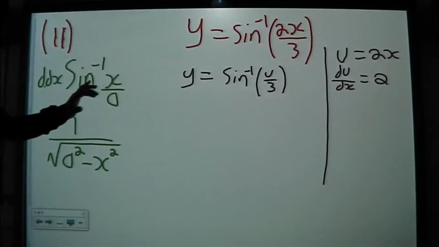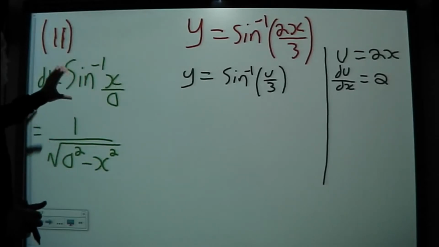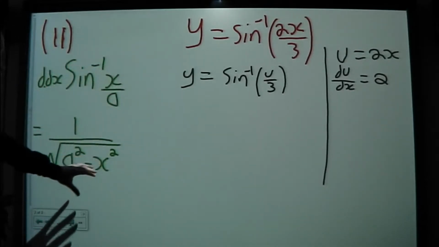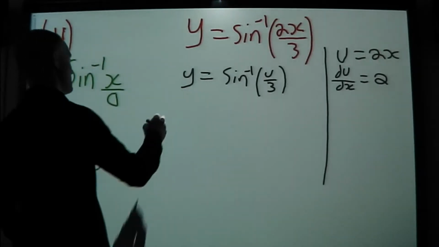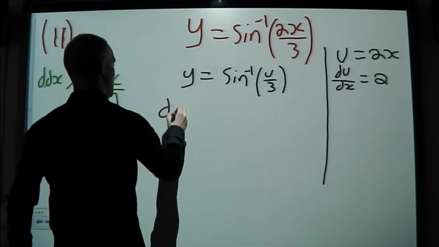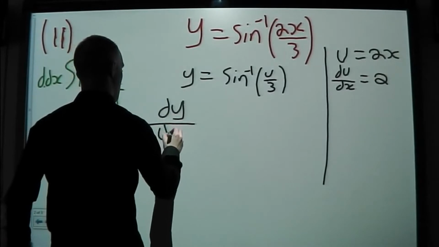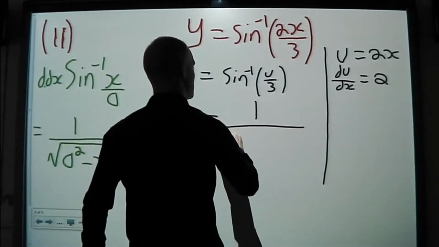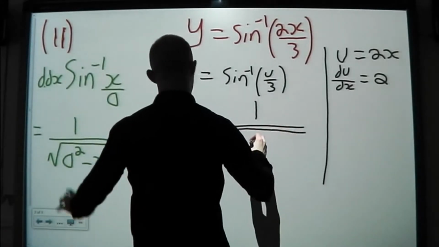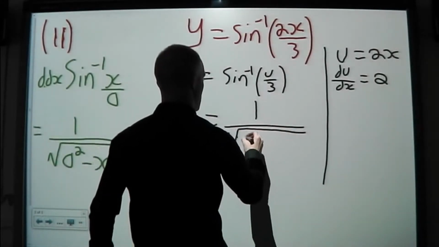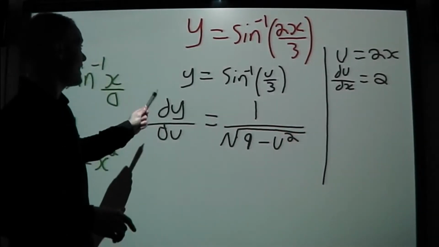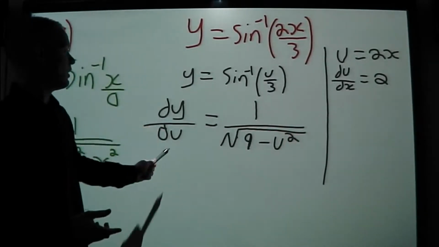As I've noted in the formula here on the left hand side, the derivative of sine inverse of x over a term is equal to 1 over the square root of the term squared minus x squared. So dy/du is equal to 1 all over the square root of 3 squared minus u squared, which is 9 minus u squared. Now, don't forget we're asked to find dy/dx here, and this is only dy/du.